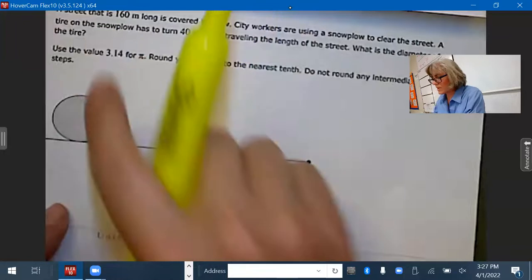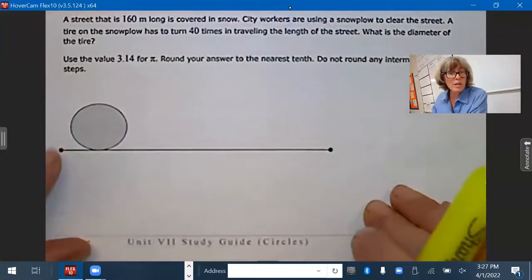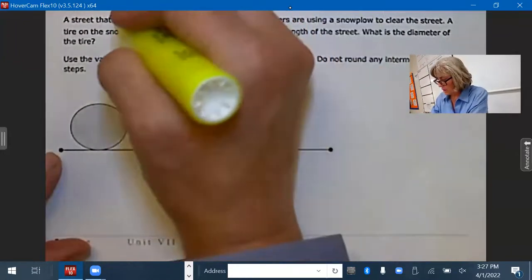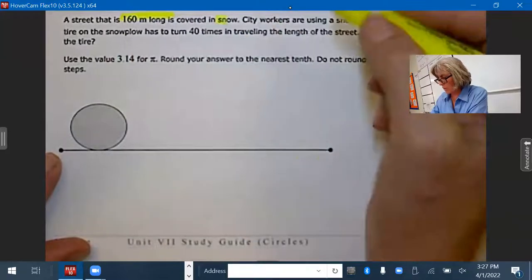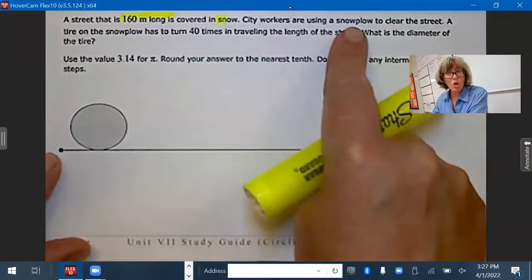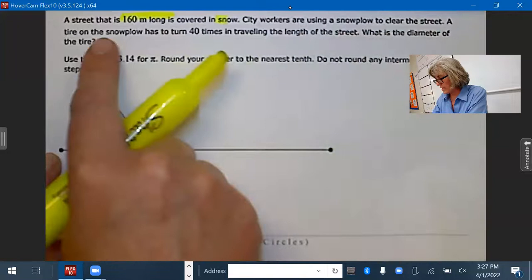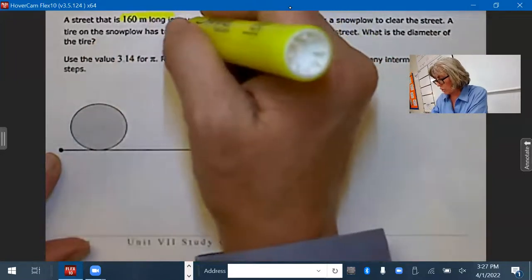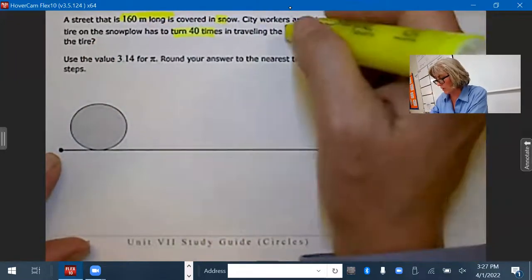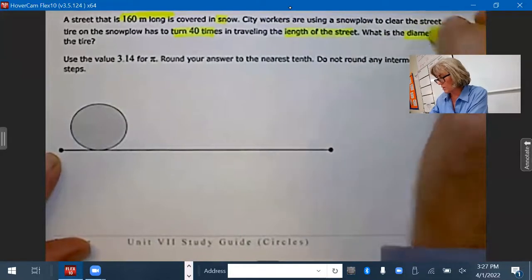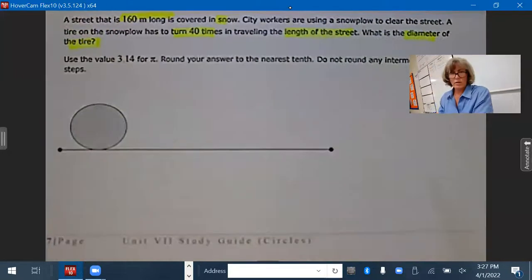Says a street is 160 meters long, covered in snow. City workers are using a snowplow to clear the street. A tire on the snowplow turns 40 times, traveling the length of the street. What is the diameter of the tire?